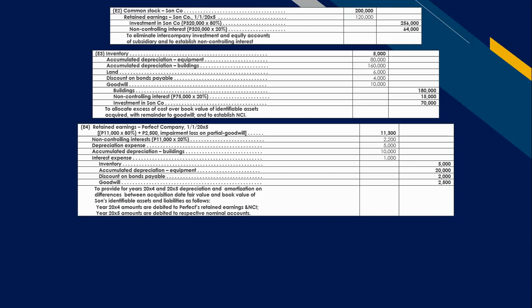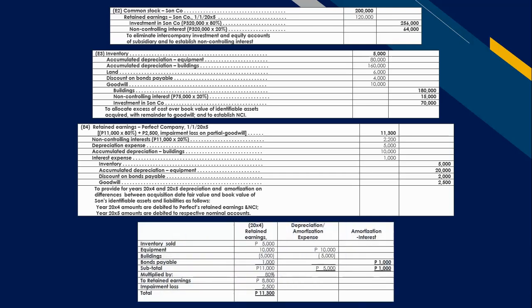Year 20x4 amounts are debited to Perfect retained earnings plus NCI. Year 20x5 amounts are debited to respective nominal accounts. So we now have 20x4 retained earnings, depreciation, amortization, here inventory sold, equipment, buildings, bonds payable, subtotal multiplied by, then we have the two retained earnings, impairment loss.